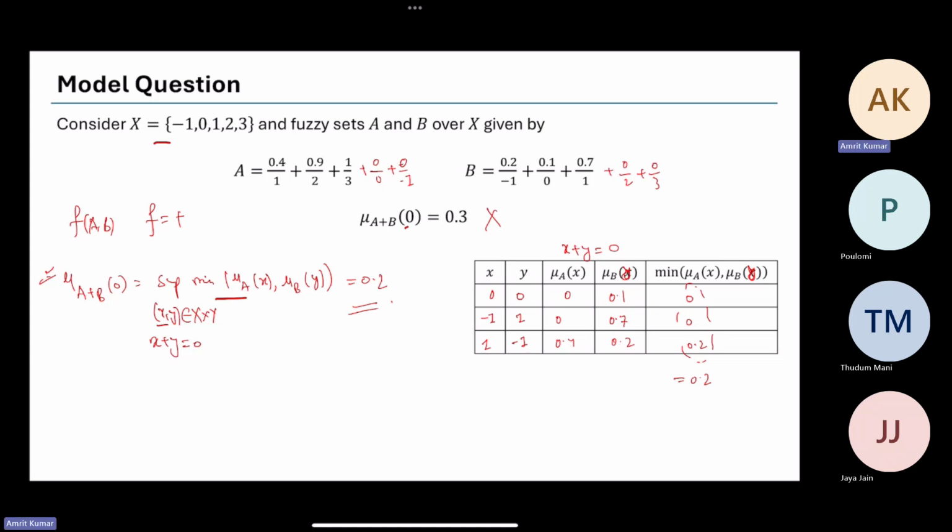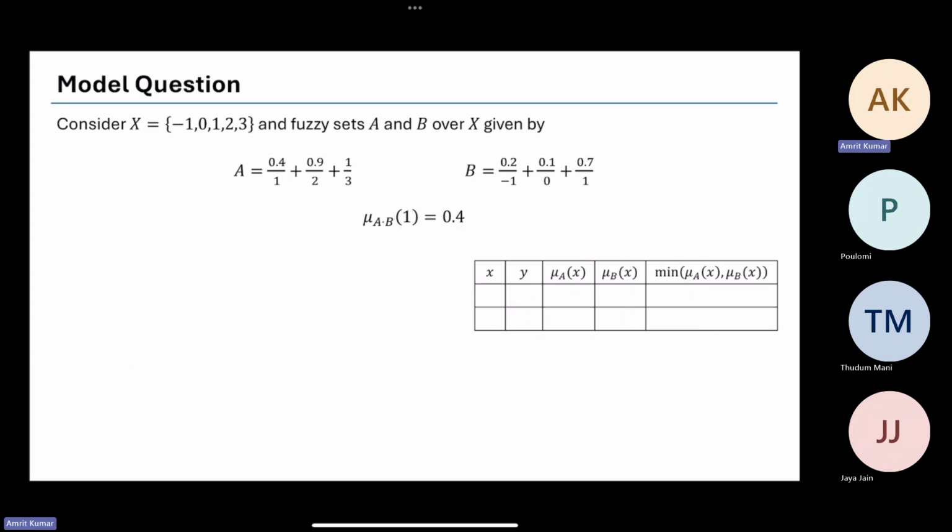So I hope this is clear to you. All you need to do is compute this quantity. Therefore, you start by finding out pairs x comma y such that x plus y equals 0. For each such pair, you compute this minimum of mu A of x comma mu B of y. And after computing all those minimums, you just take the supremum, which in this case is just the maximum. So you can use this table kind of approach to solve such problems.